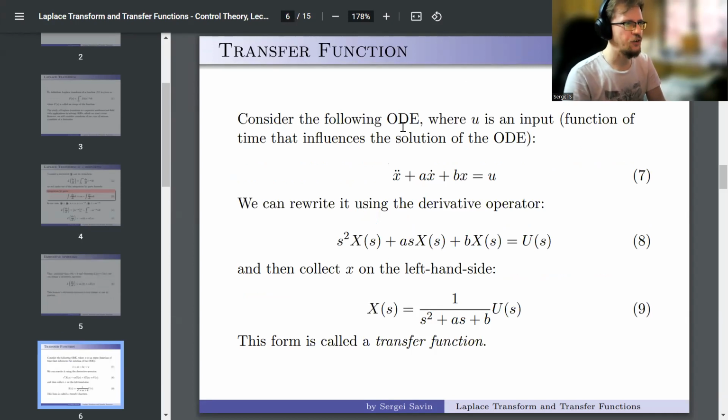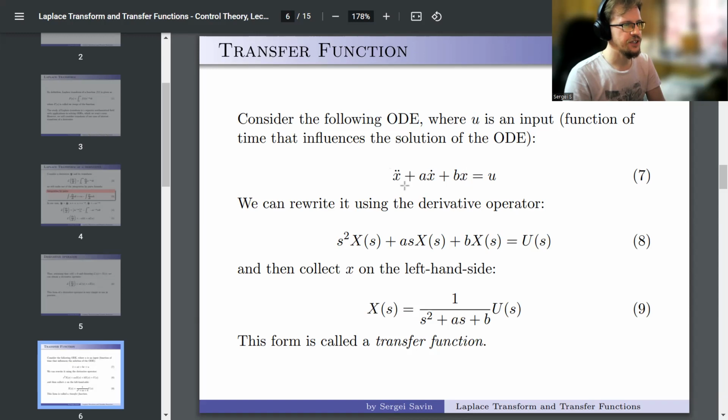Let us consider the following ODE, where U is input, right? The Laplace transform of U will be big U. Laplace transform of X will be big X. Now let's see how it's done.